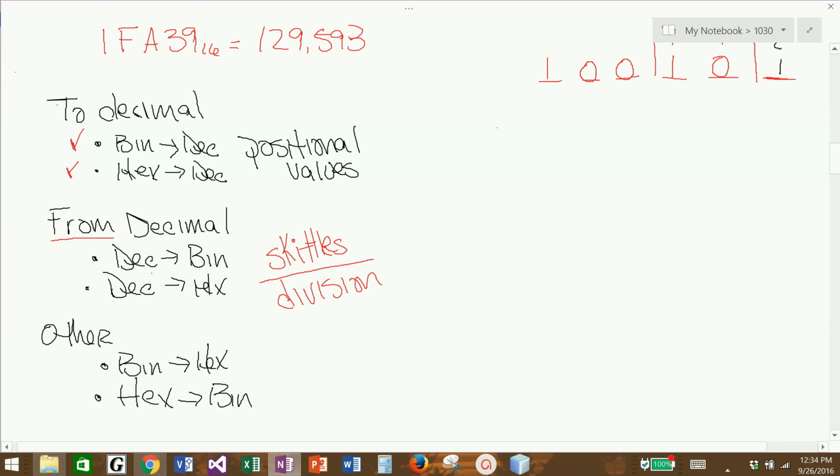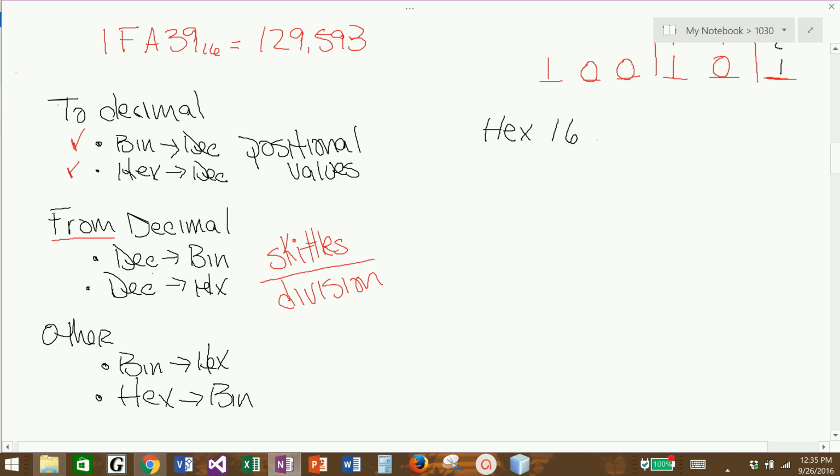The last conversion that we need to do is between hexadecimal and binary. And we're going to find out that there's a symbiotic relationship that exists between hexadecimal and binary. The reason is there are 16 digits in the hexadecimal numbering system. That means that with one hexadecimal bit, I can represent the values between 0 and 15.